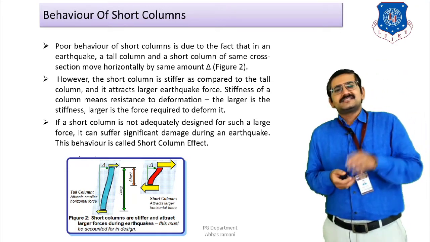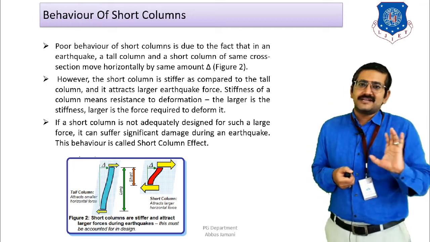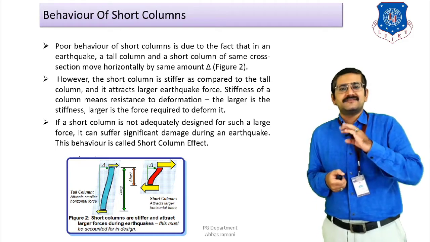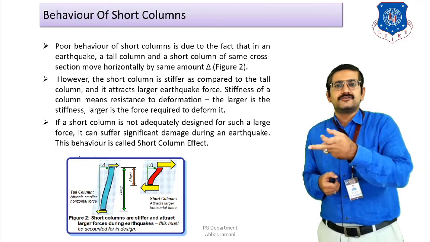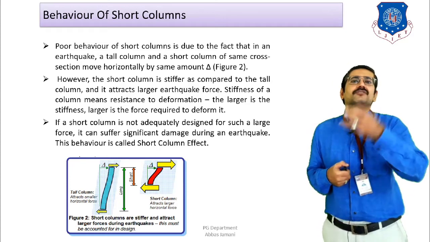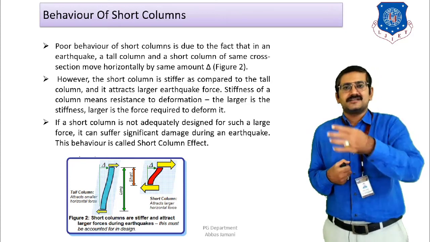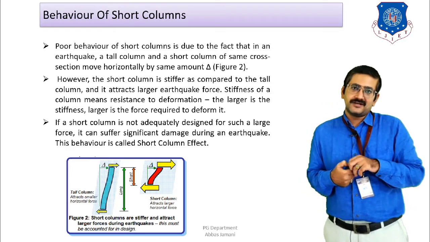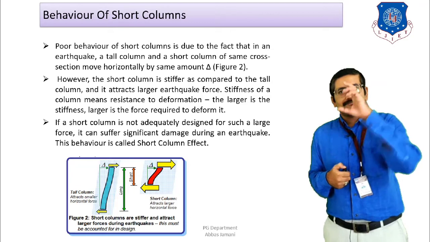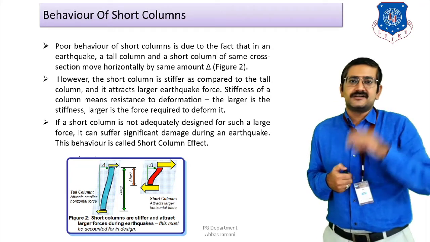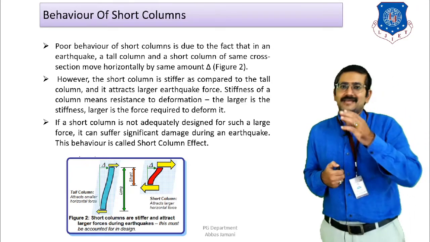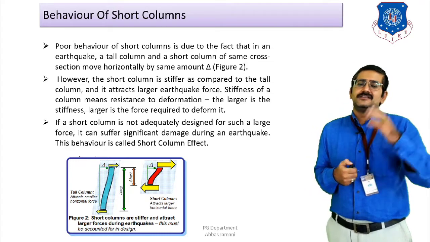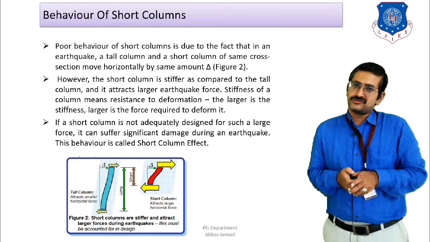Since the stiffness is increased, the capacity to attract force also increases. When the capacity of attracting force increases, a large amount of shear force is transferred to the column. When a large amount of shear force is transferred, the shear capacity of the column should be sufficient to resist these lateral forces, right? And if the column is not capable of resisting that shear force, damage can be initiated in the column, and as a result, the collapse of the building can also be initiated.